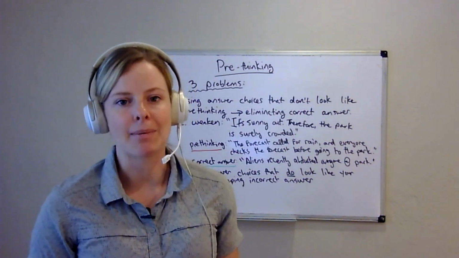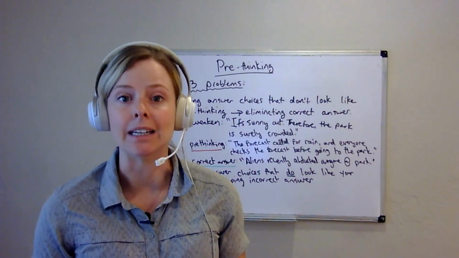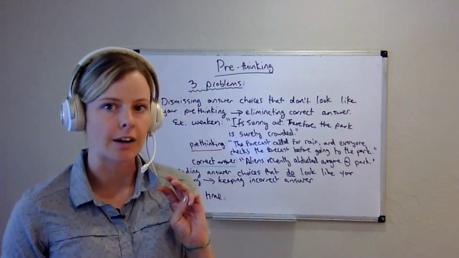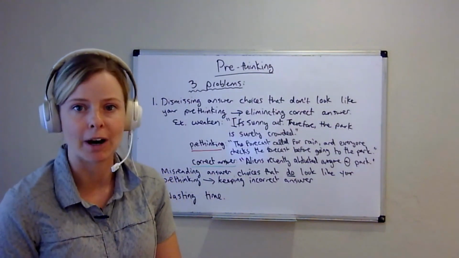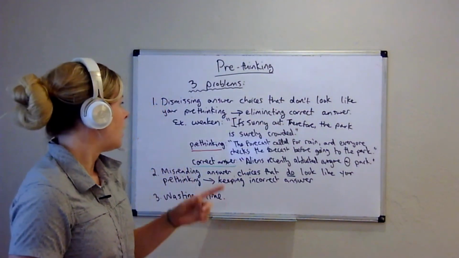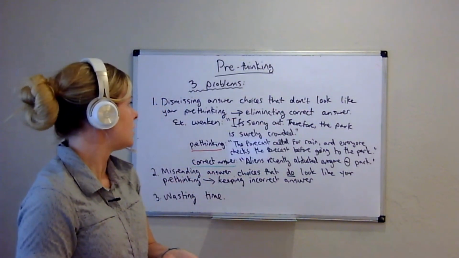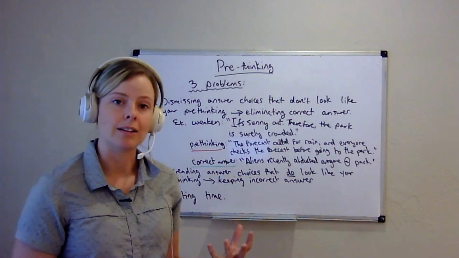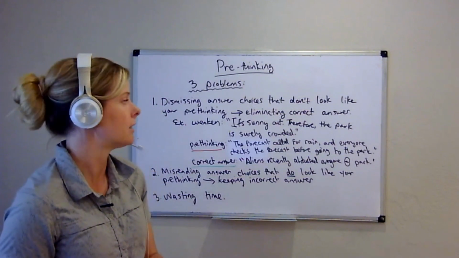But even if that happens naturally, you don't want to really lean into that feeling. We just find that it leads to errors. And particularly, it causes three issues as you go through your GMAT critical reasoning question. The first error is that it causes you to dismiss answer choices that don't look like you're pre-thinking, which then leads you to eliminate the correct option.